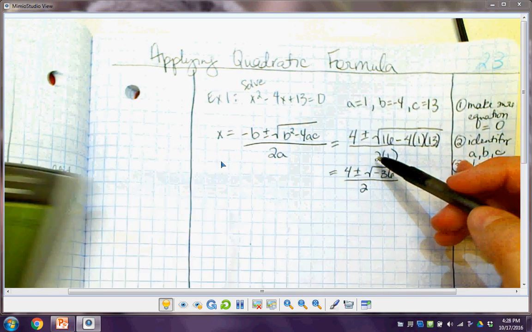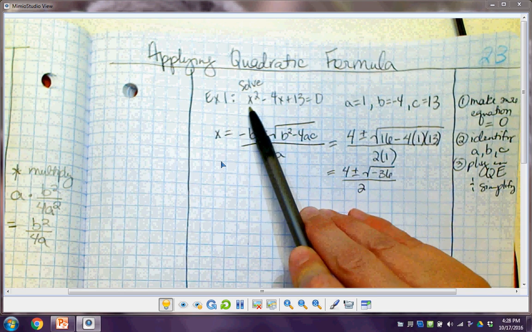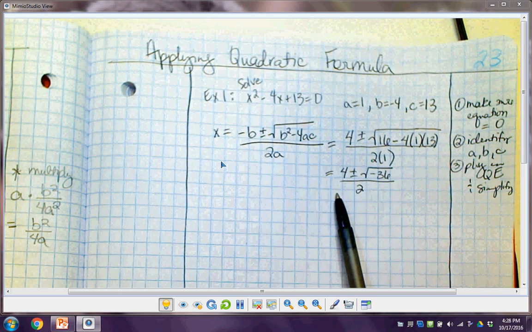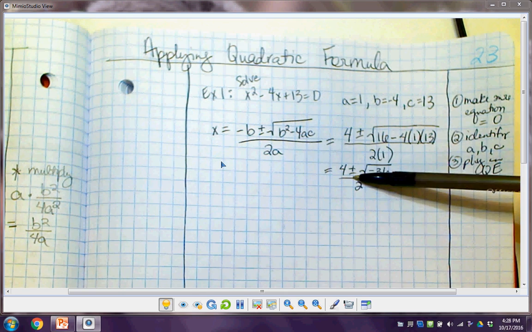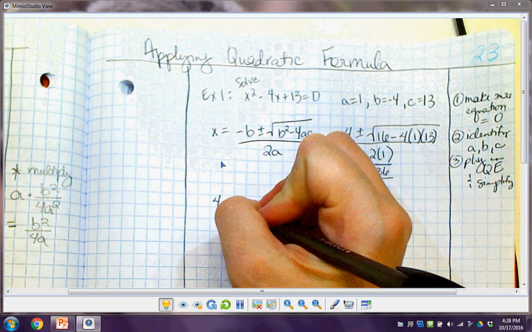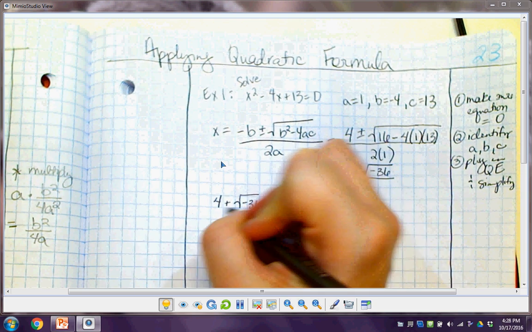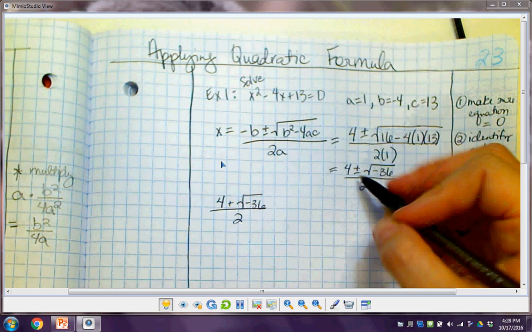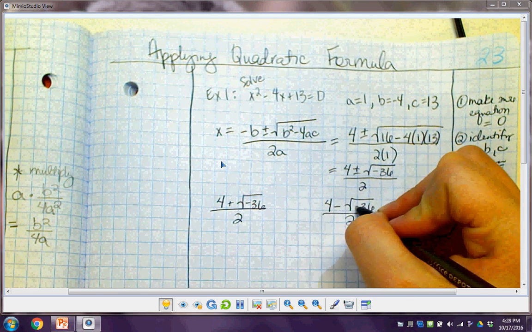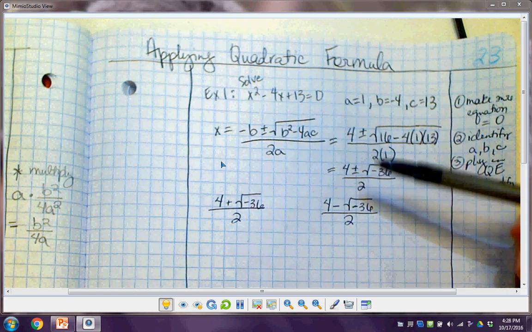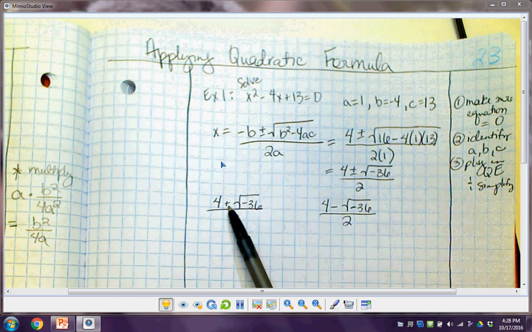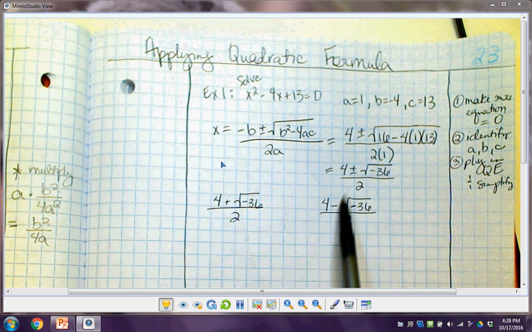Remember that because this is an x squared, we should have 2 solutions. And initially, it doesn't look like we have 2 solutions, but we have to remember that this plus minus means 4 plus the square root of negative 36 over 2 and 4 minus the square root of negative 36 over 2. So again, we should have 2 answers because this is an x squared, and one comes from using a positive here, and one solution is from using a negative here.